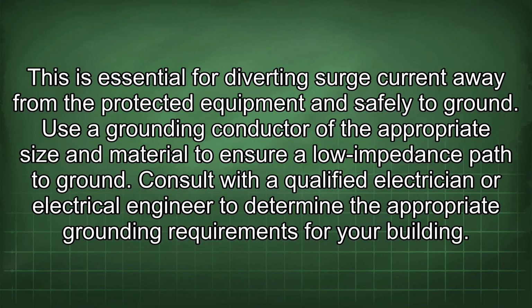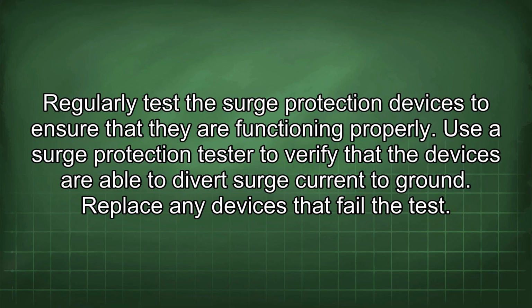Use a grounding conductor of the appropriate size and material to ensure a low impedance path to ground. Consult with a qualified electrician or electrical engineer to determine the appropriate grounding requirements for your building. Regularly test the surge protection devices to ensure that they are functioning properly. Use a surge protection tester to verify that the devices are able to divert surge current to ground. Replace any devices that fail the test.